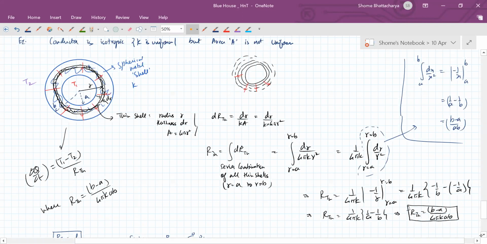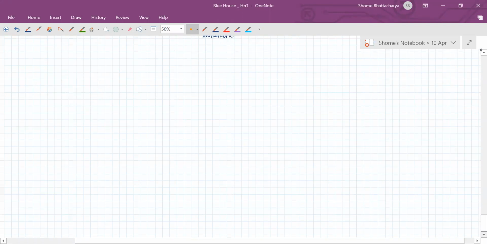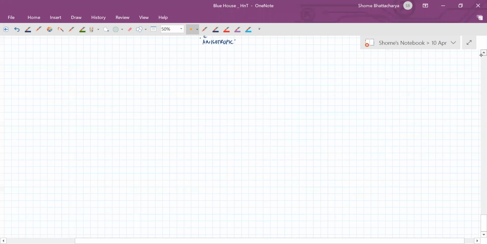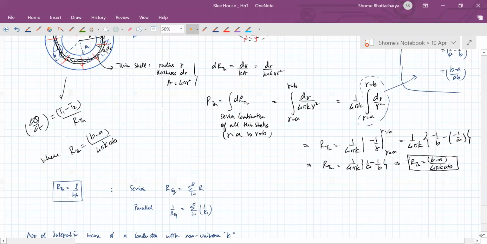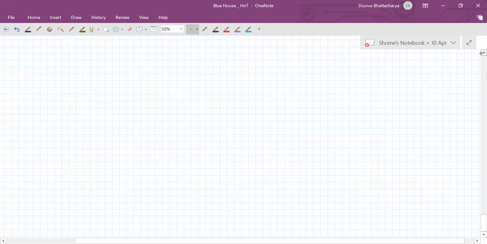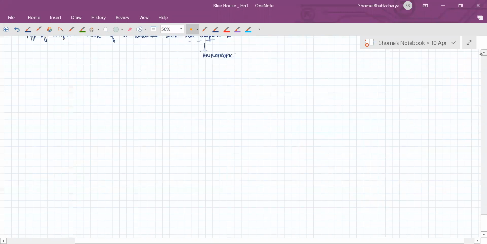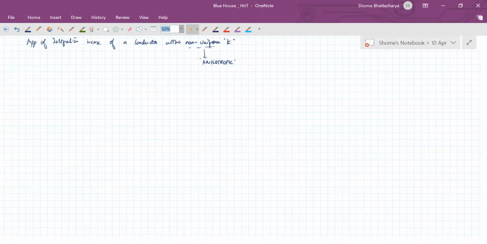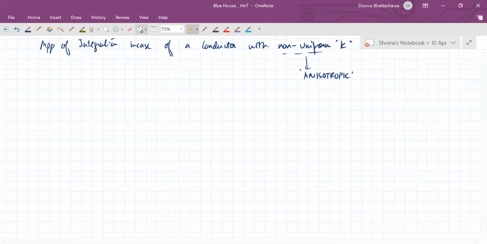Okay, so another type of situation in which we use integration is where our conductor is anisotropic. So the thermal conductivity itself is varying. In such a question, how the value of thermal conductivity varies will be given to you in the question.